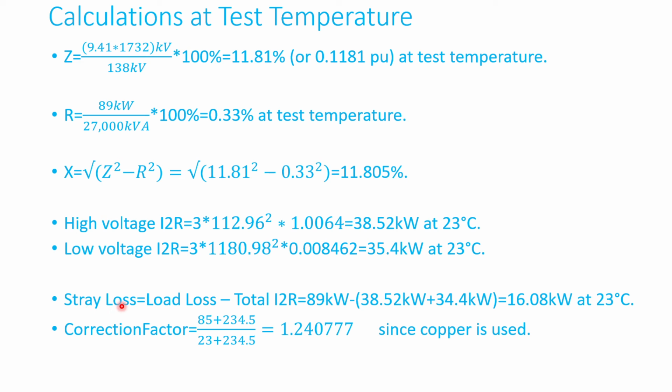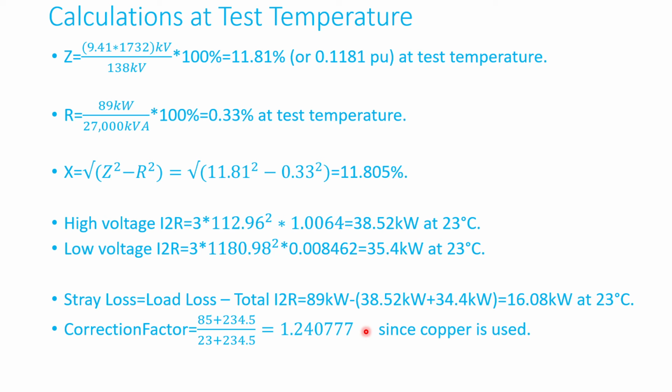So stray losses from the previous equation is load loss minus the total I squared R. So I measured 89 kilowatts minus I squared R in the high voltage plus the I squared R in low voltage, which comes to 16.08 kilowatts. This is at 23 degrees Celsius. The correction factor, since I'm using copper, so I want to correct the losses to 85 degrees Celsius. So it's 85 plus 234.5 divided by the test temperature, which is 23 plus 234.5, which comes to 1.240777.